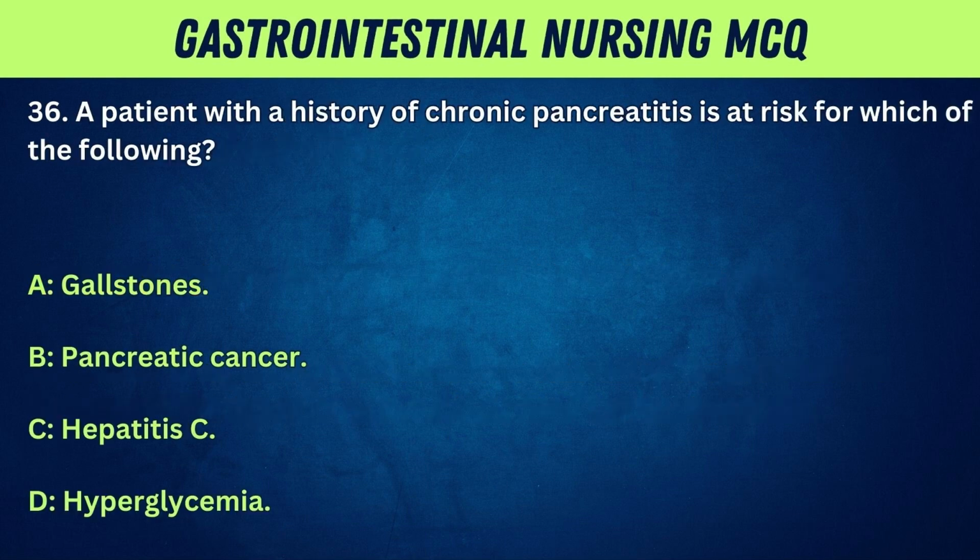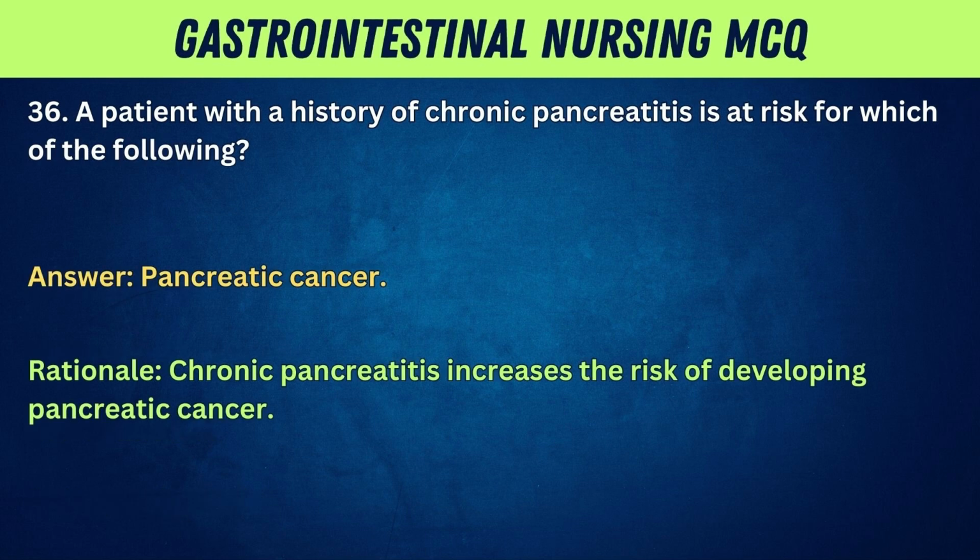36. A patient with a history of chronic pancreatitis is at risk for which of the following? A. Gallstones. B. Pancreatic cancer. C. Hepatitis C. D. Hyperglycemia. Answer: pancreatic cancer. Rationale: chronic pancreatitis increases the risk of developing pancreatic cancer.